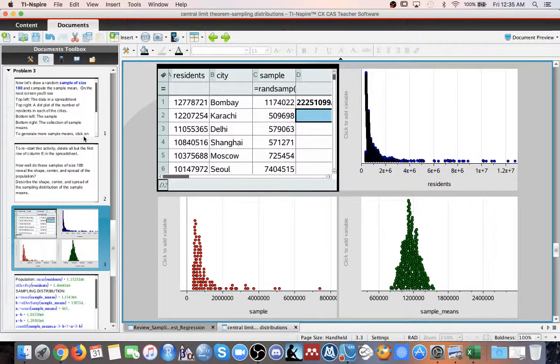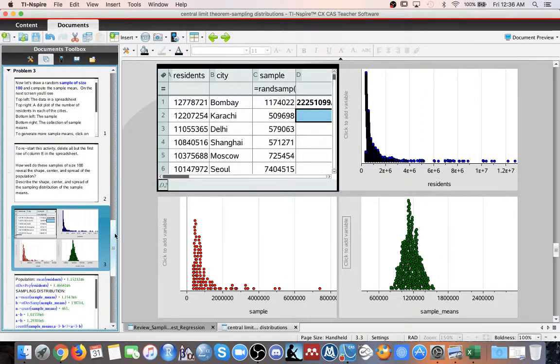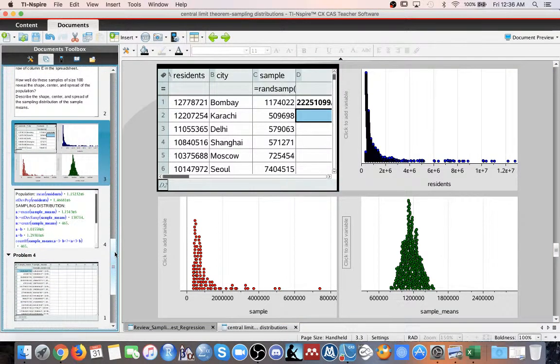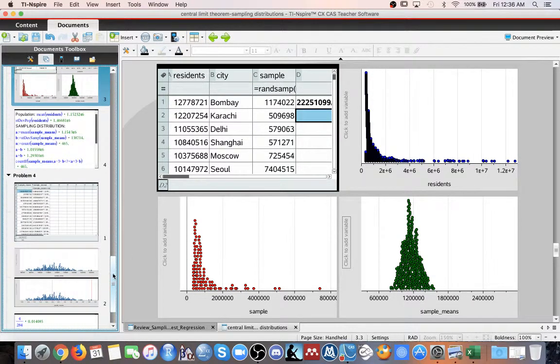There's still a chance that we will get farther away than those. It just gives us a much better chance of getting something closer to the true population we're trying to target. All right. So let's look at something else.